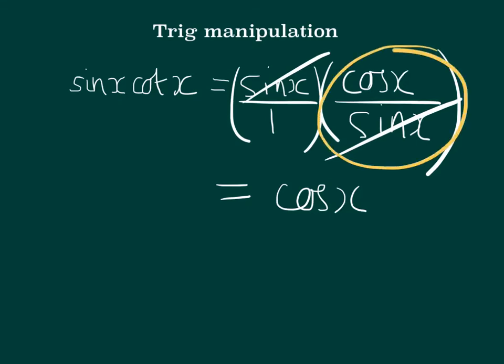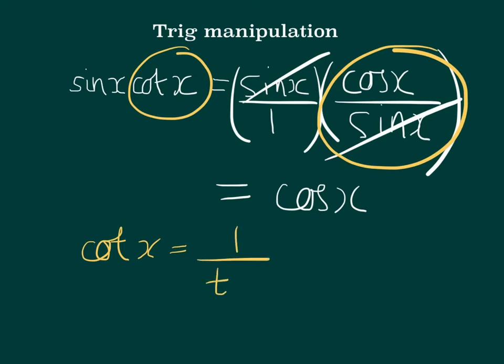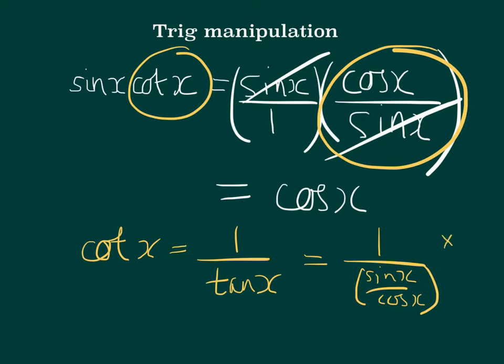Also, just to revisit this quickly, if you weren't comfortable with cot x being cos x over sine x, just remember that cot x is 1 over tan x, which is 1 over sine x over cos x. To simplify that fraction, we multiply top and bottom by cos x. Then we end up with cos x over sine x.